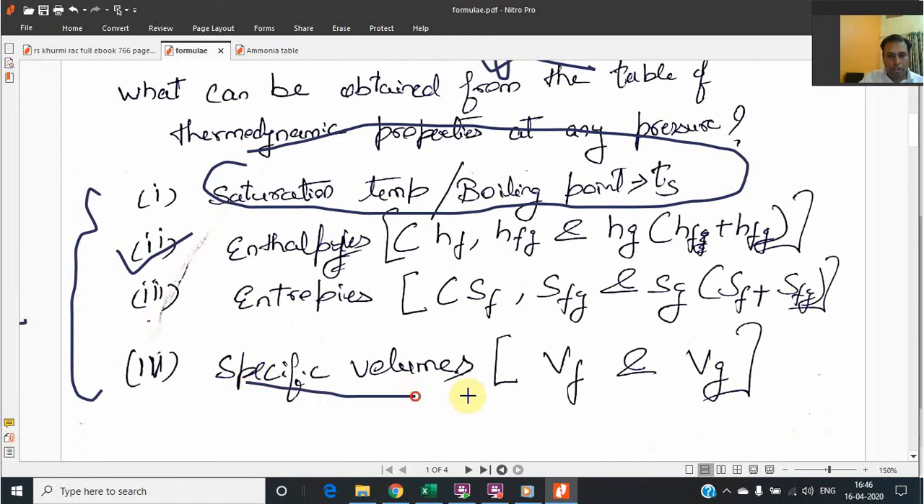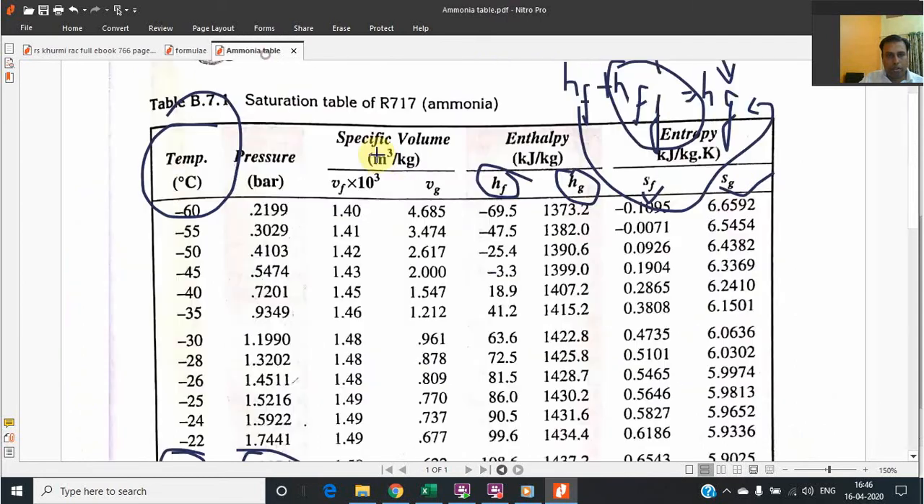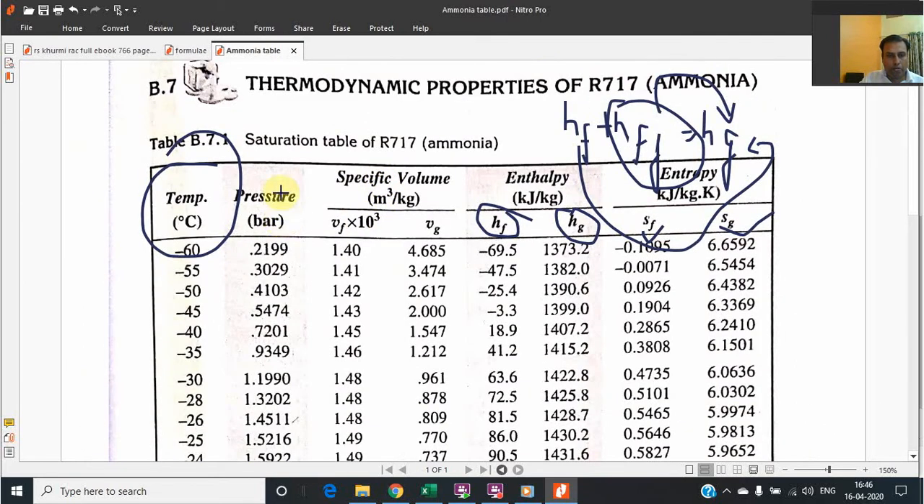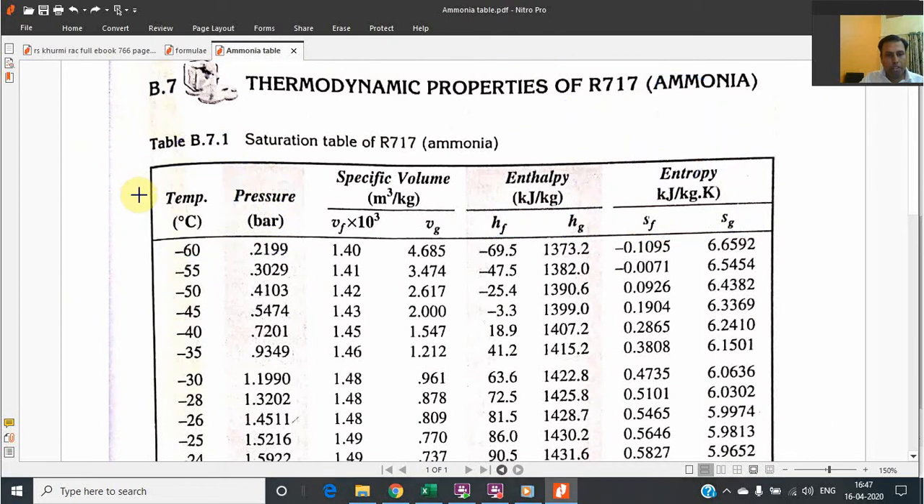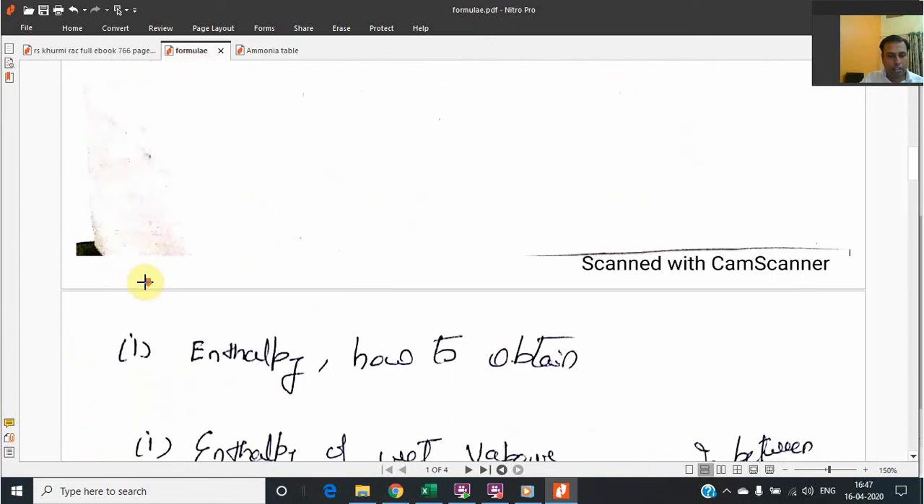Similarly, volume we can obtain. What is the volume of fluid and what is the volume of gas? Because from the table, if we see carefully, there are only 4 data you can obtain at any pressure or any temperature. First is the temperature, second, third and fourth. 4 data we can obtain, and that's why I have written only 4 data.